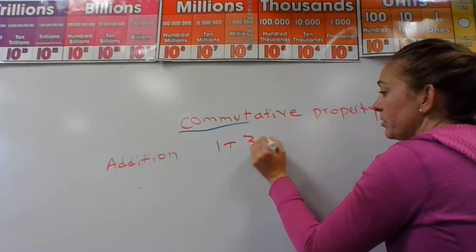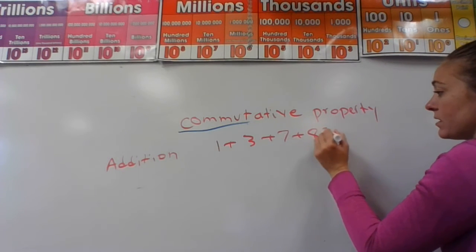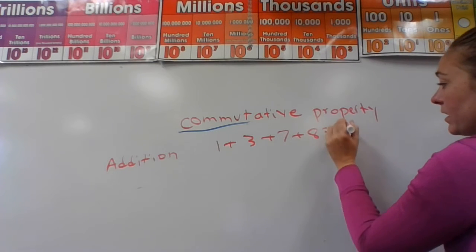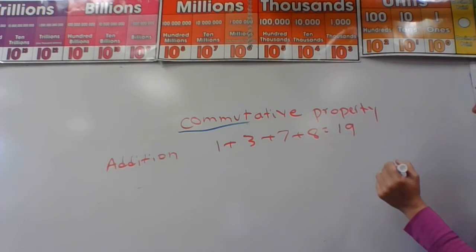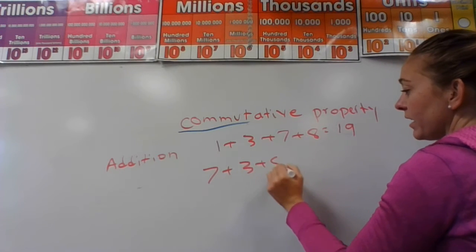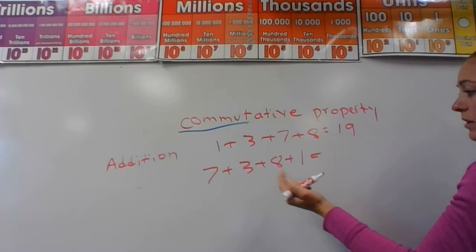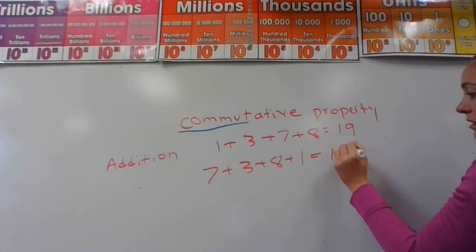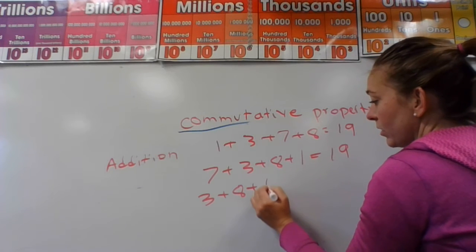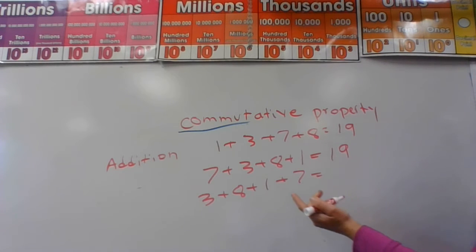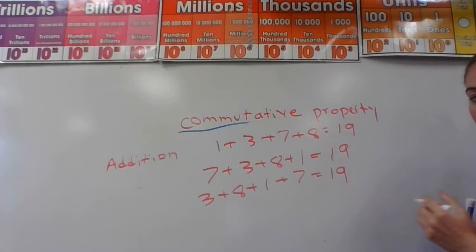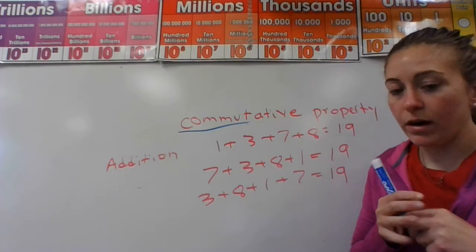1 plus 3 plus 7 plus 8. Let's see, 4 plus 8 is 12, plus 7 makes 19. Or you could say 7 plus 3 plus 8 plus 1. It's still going to be 19. Or you could do 3 plus 8 plus 1 plus 7. Let's see, 8 plus 1 is 9, 7 plus 3 is 10. It's still 19. So I can move them around in any order I want to.